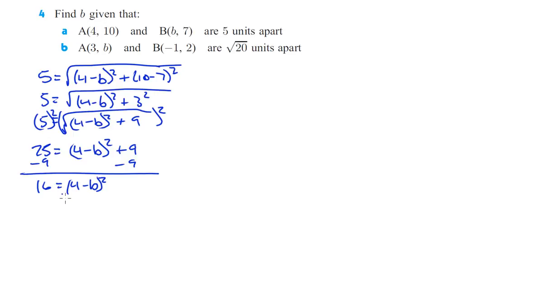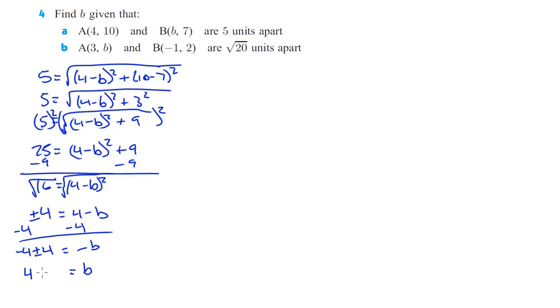We want to get rid of that square, so to undo a square, we square root, right? The square root of 16 is 4, but since we're taking the square root, it's plus or minus 4 equals 4 minus b. We subtract 4 from both sides, and we get negative b equals negative 4 plus or minus 4. We don't want negative b, we want positive b, so we switch all the signs. So b equals 4 plus or minus 4. So b has to equal 4 plus 4 is 8, or 4 minus 4 is 0.